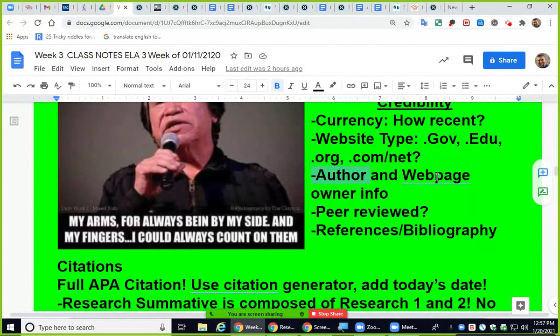The web page, you can look into that too. Who's running the web page and what kind of person are they? You can Google that to find out. And then peer-reviewed, references, bibliography. If they have references or a bibliography, that very much raises the credibility, especially if it's peer-reviewed as well. So keep that in mind.